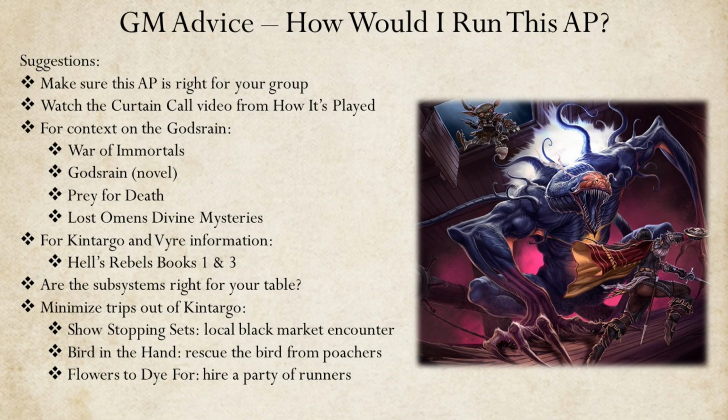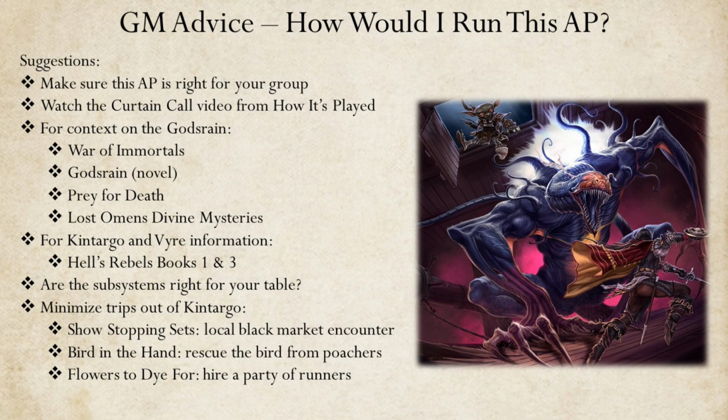In the case of the Show-Stopping Sets event on page 35 of Book 2, it should be fairly straightforward to retool Tromard Roldheim into a black market dealer willing to meet with the PCs either in Old Kintargo or in Vyre. This prevents the party from having to travel to Riddleport, and also gives the PCs another connection point with the local criminal underworld, helping to tie together the A and B plots.